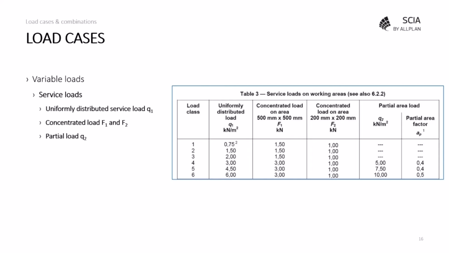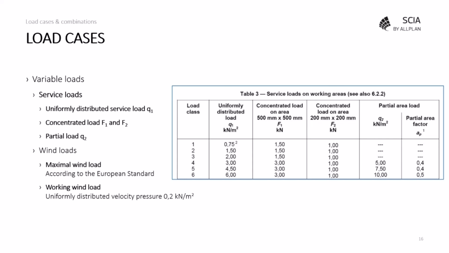The surface loads, this is a table from the Scaffold code where they mention values for the loads depending on the load class. And then for the wind loads, we will consider a maximum wind load according to the Eurocode, and then a working wind load derived from a uniformly distributed pressure of 0.2. And then if needed, snow and ice loads.